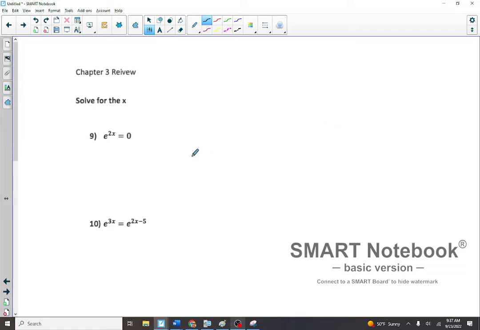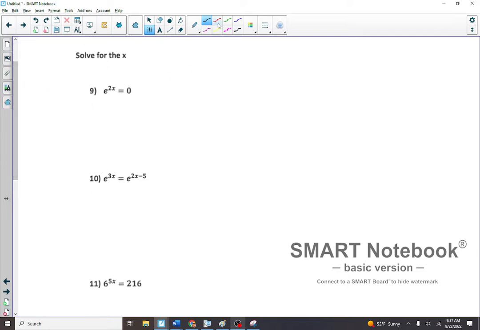Okay. Next one, we're going to solve for x. So here I have 2x in the exponent. I can't do anything until I get rid of the base. So I'm going to move the e over here. So 2x equals ln 0. Now remember this property. If you have a log that's 0, that means it's going to equal 1. So I can rewrite this as 2x equals 1. So x equals a half.